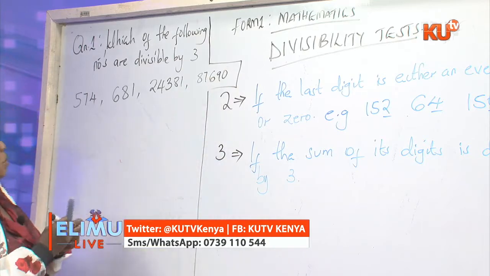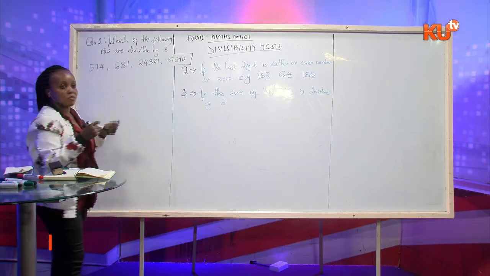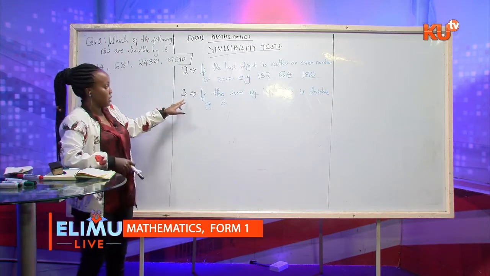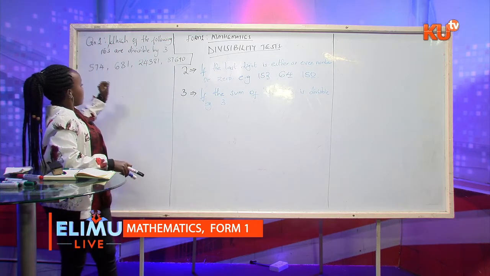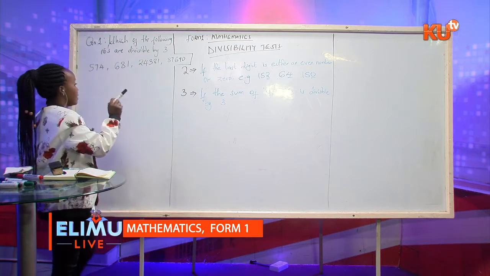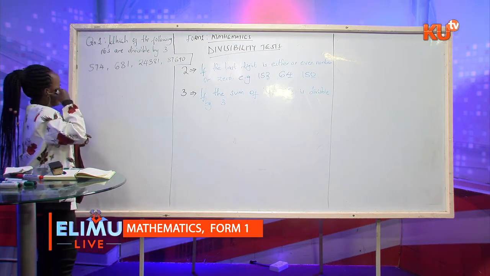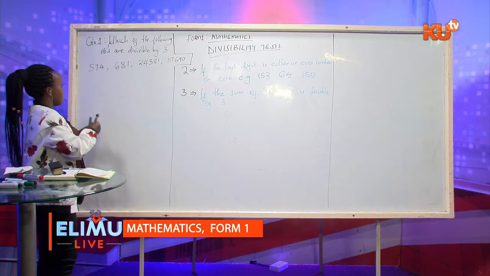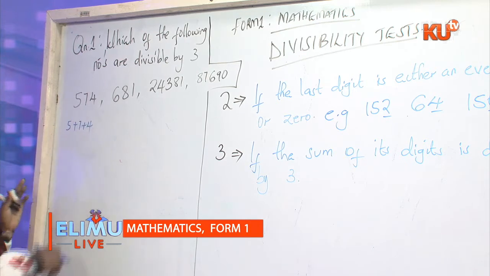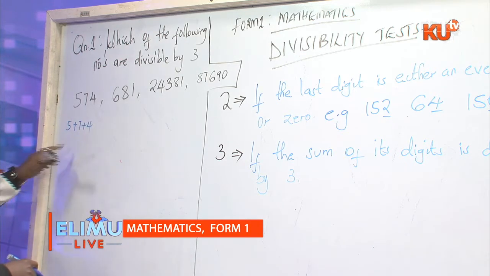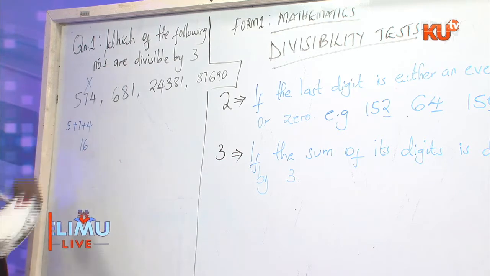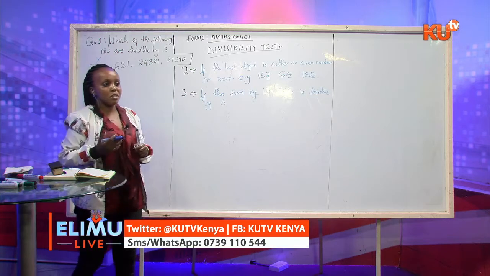So our question there, we are supposed to test which one of the following numbers are divisible by 3. We know that our divisibility test for 3 is that a number should be divisible by 3 if the sum of the digits form a number that is divisible by 3. So if we have 574, we start with this one. This is 5 plus 7 plus 4. 5 plus 7, this is 12. 12 plus 4, this is 16. 16 is not divisible by 3. So 574 will not be divisible by 3.